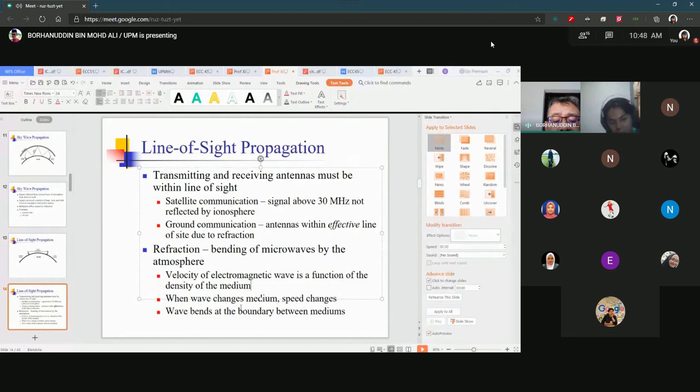So when the medium changes, the speed changes. If it is a different medium, then the speed of the EM propagation also changes. And when it meets another medium, let's say from free space to a building, then there is a boundary between two mediums. And if it is at the corner, it will be able to bend and regenerate behind the objects.